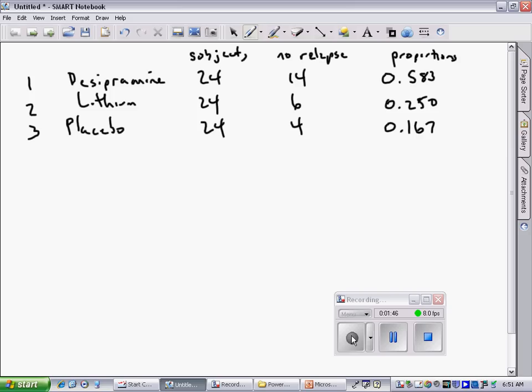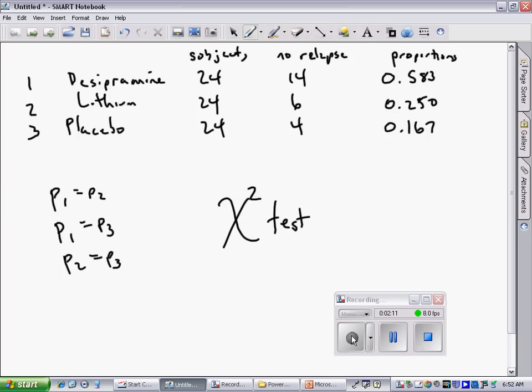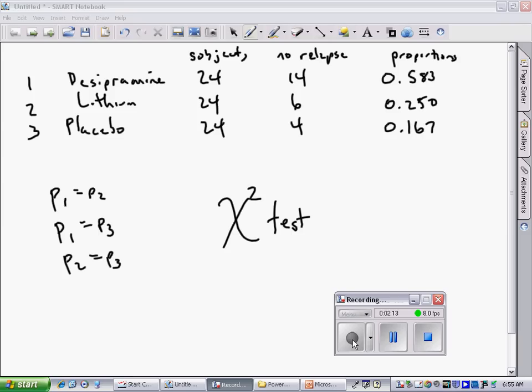If we had analyzed this question back in chapter 12 with proportions, we'd have to compare P1 to P2, P1 to P3, and P2 to P3. It would take a while. I don't think it would be difficult, but it would take us a while. The good thing is, now in chapter 13, we can use a chi-squared test to analyze all 3 of them at once. In fact, this type of test is called a chi-squared test for homogeneity.